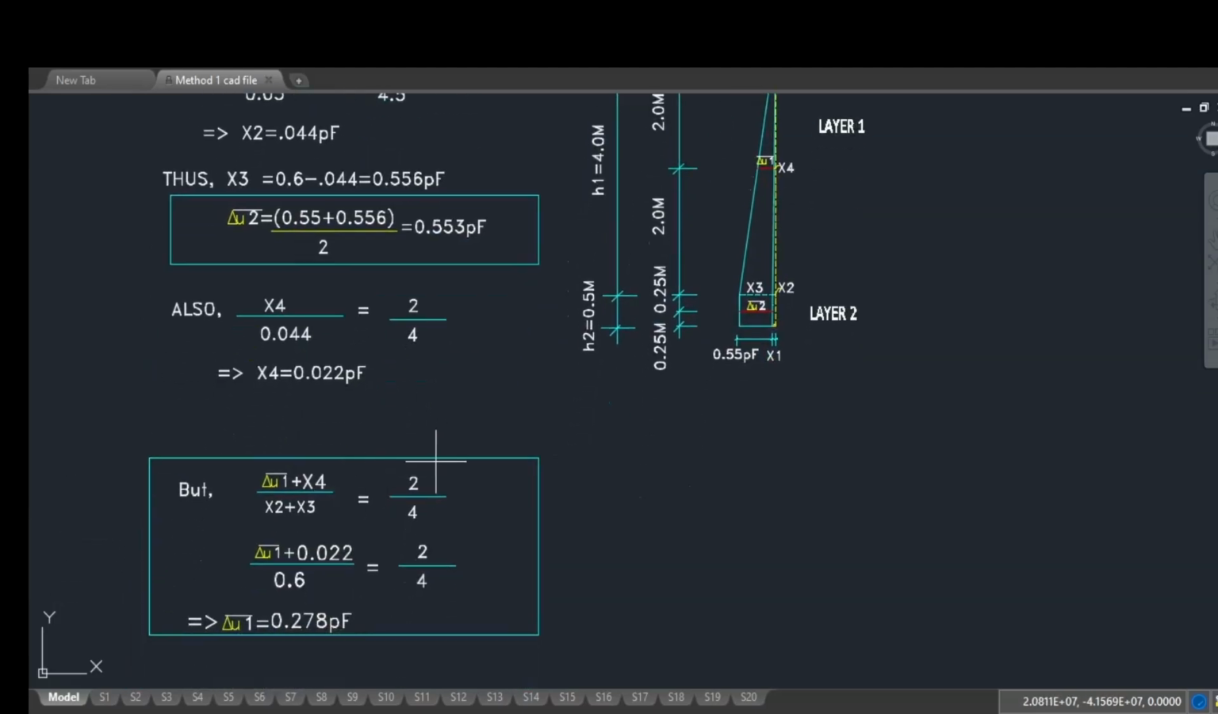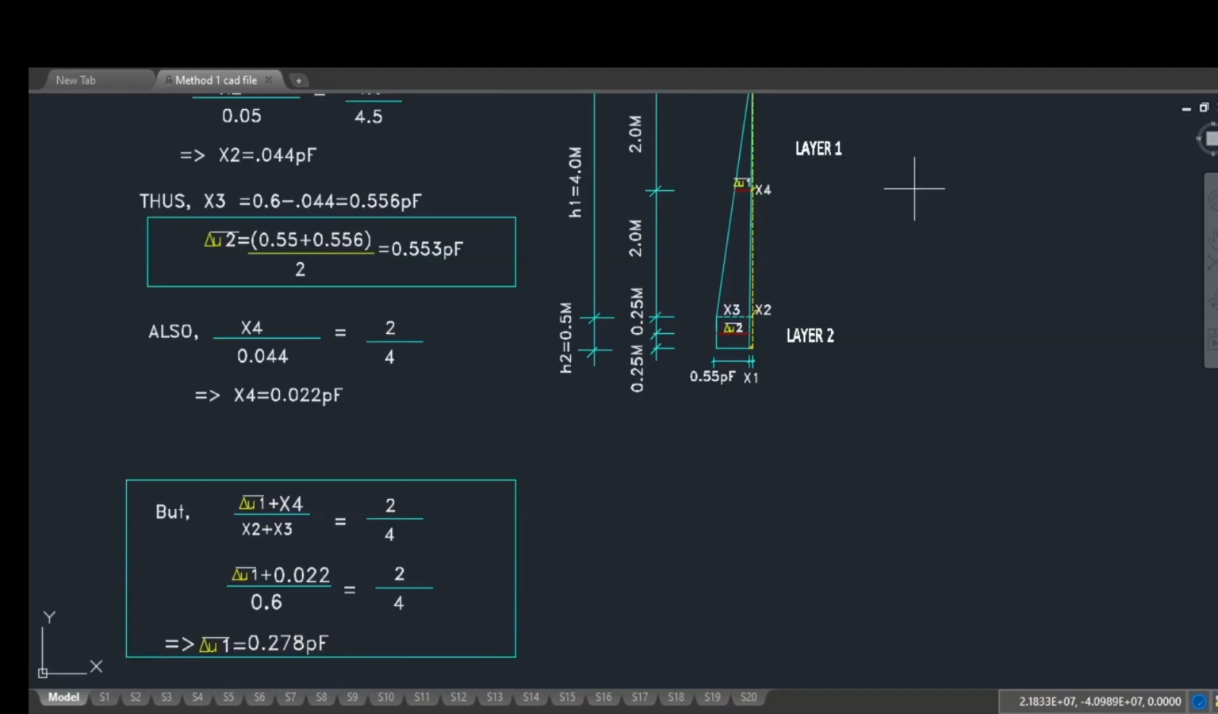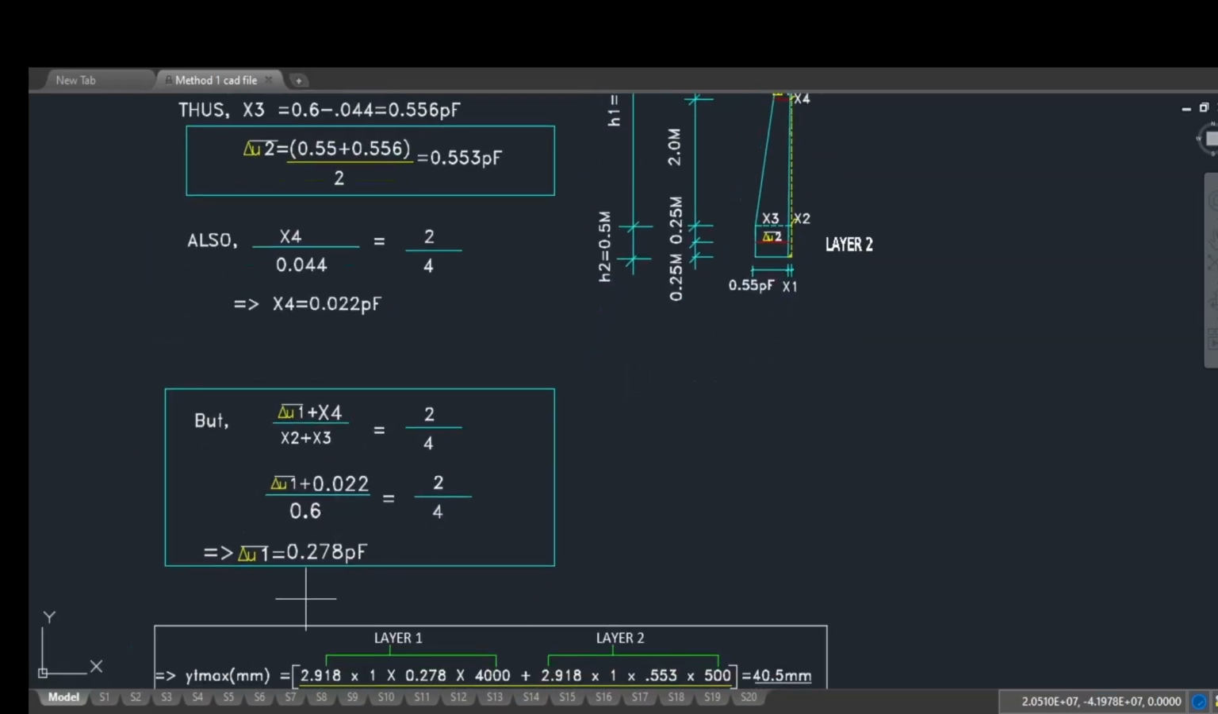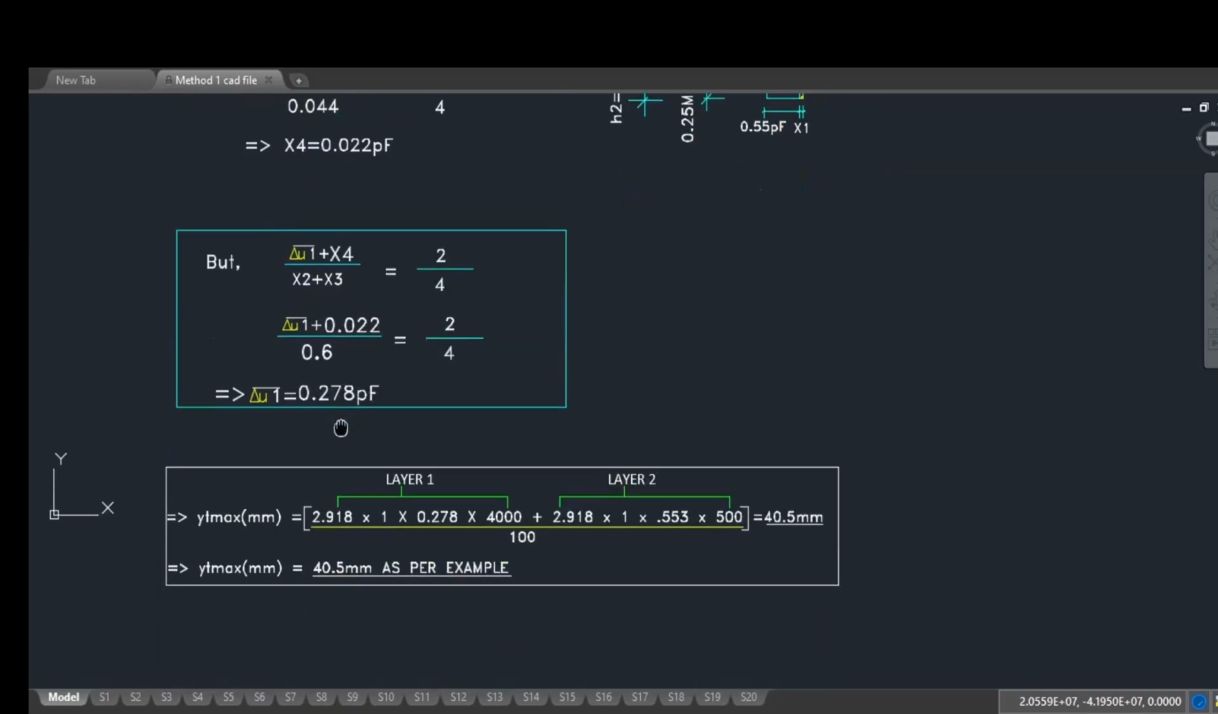But we can also say, to get delta u1, we can add delta u1 to x4. So delta u1 plus x4 divided by x2 plus x3 is equal to 2 divided by 4. And that again is from similarities of triangles. So then we can solve for delta u1 and we will get 0.278 picofarad. And that's all it is.